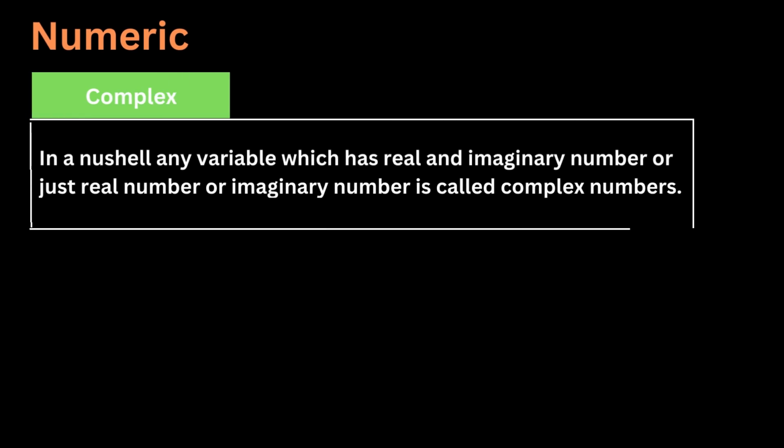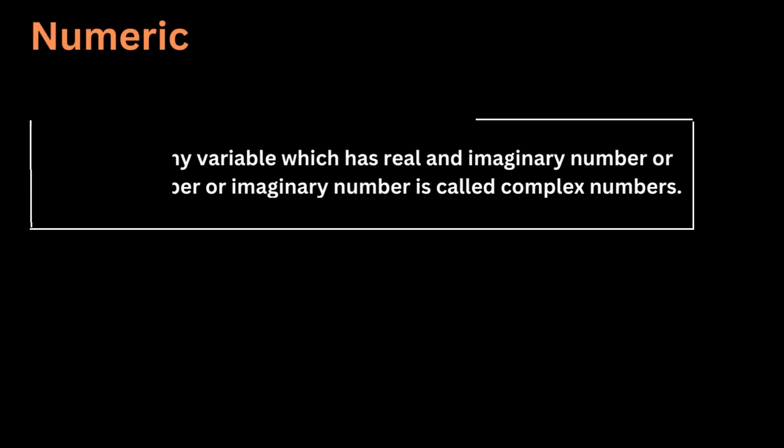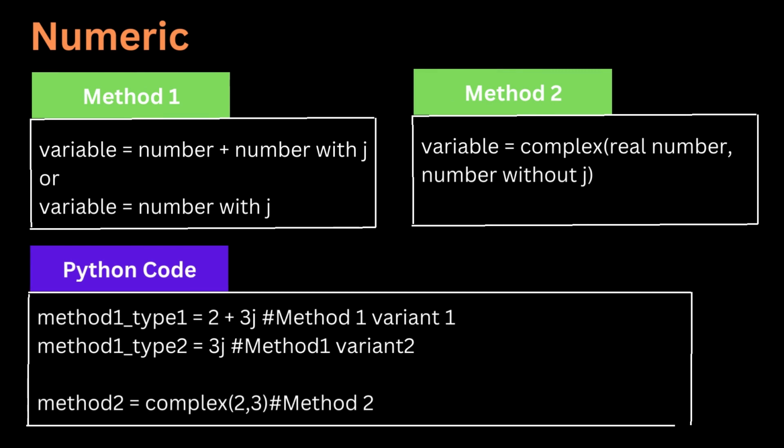In a nutshell, any variable which has real and imaginary number or just real or just imaginary is called complex numbers. There are two ways in which complex data types can be used. First one being variable equals to number plus number with J or just number with J.